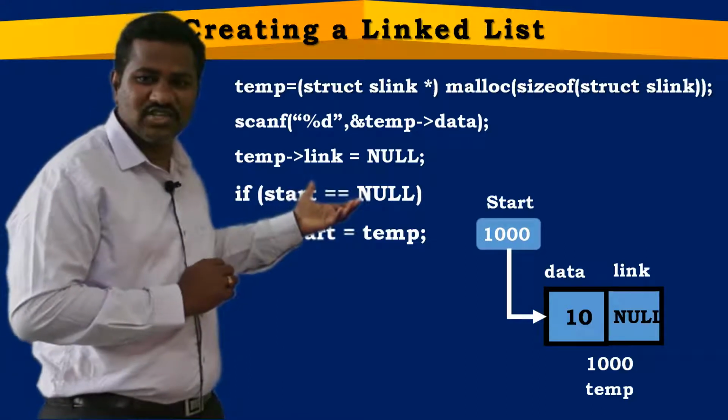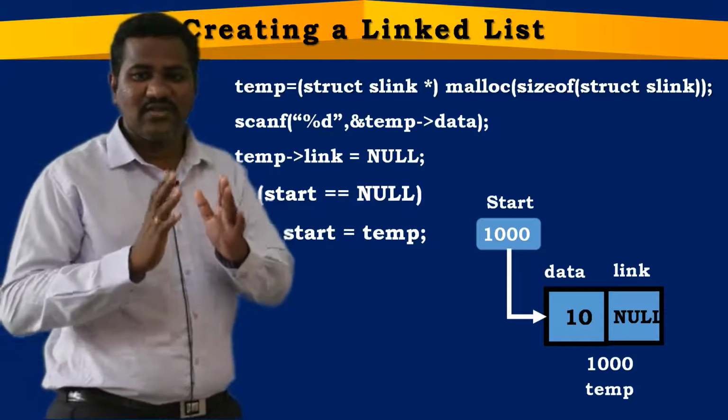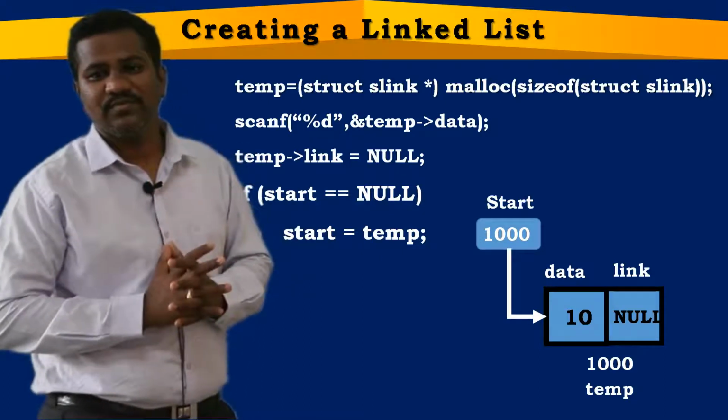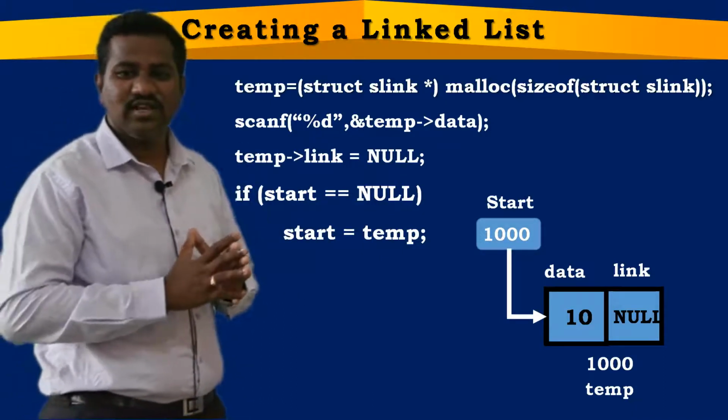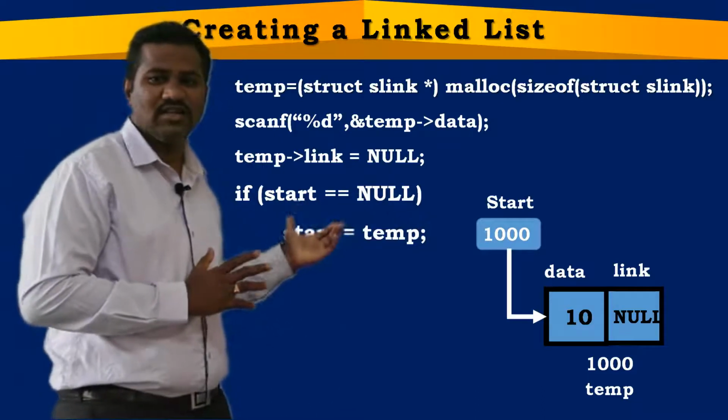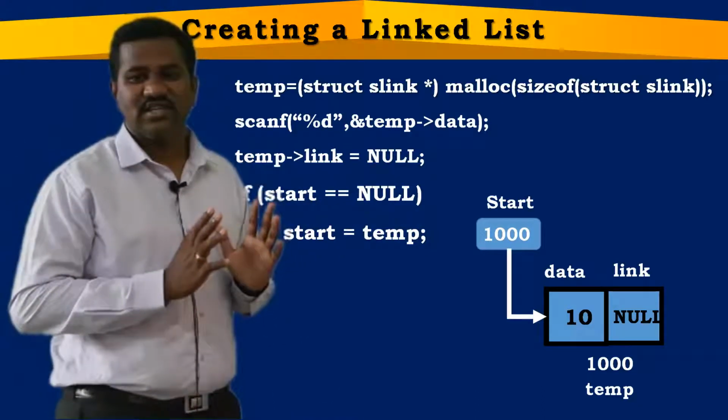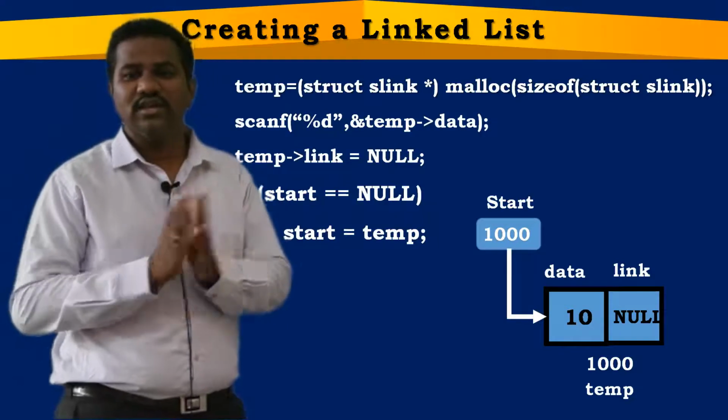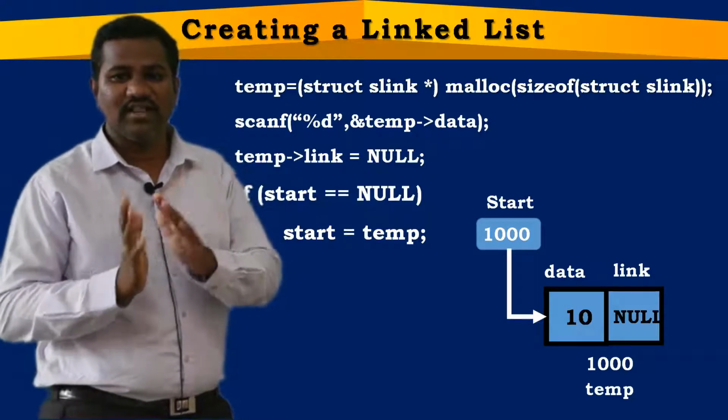If this condition is true, then we are creating the first node in the list. So if we are creating the first node in the list, we need to assign this temp to start. This is the thing that you need to understand: the if part and then the else part.